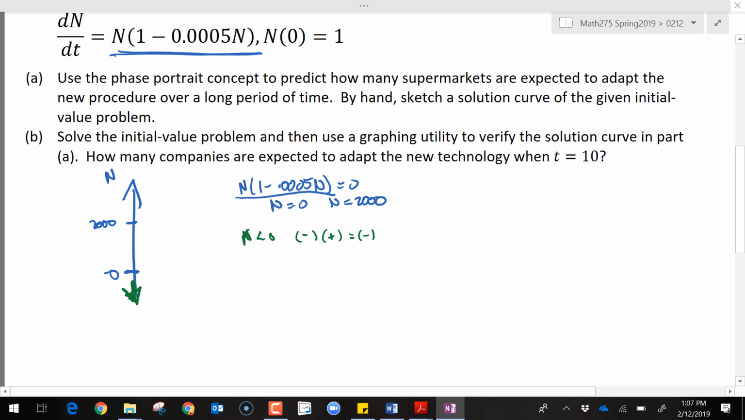Between 0 and 2000 will give me a positive number for the n. And then if I put a number between 0 and 2000 in there, like 1, I have 1 minus something that's going to be less than 1. So this is also going to be positive. So this is going to be a positive value, which means here I'm going to be going up.